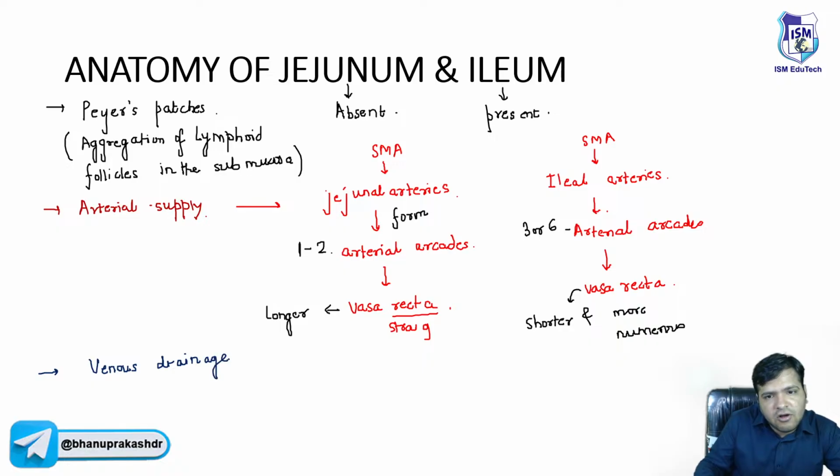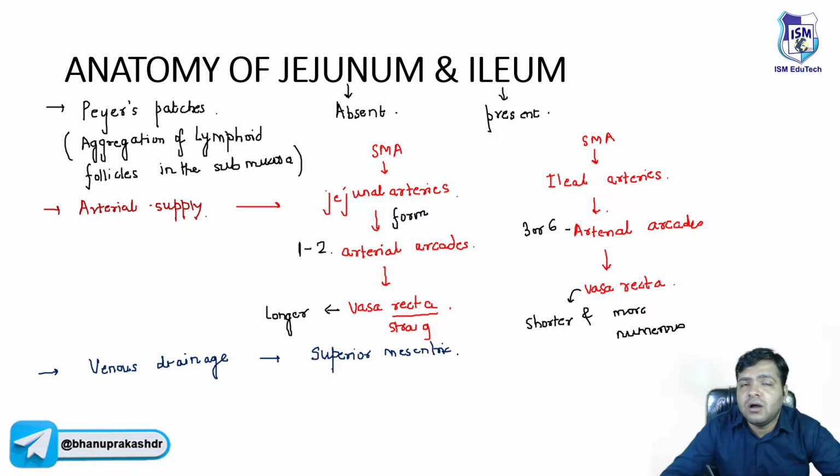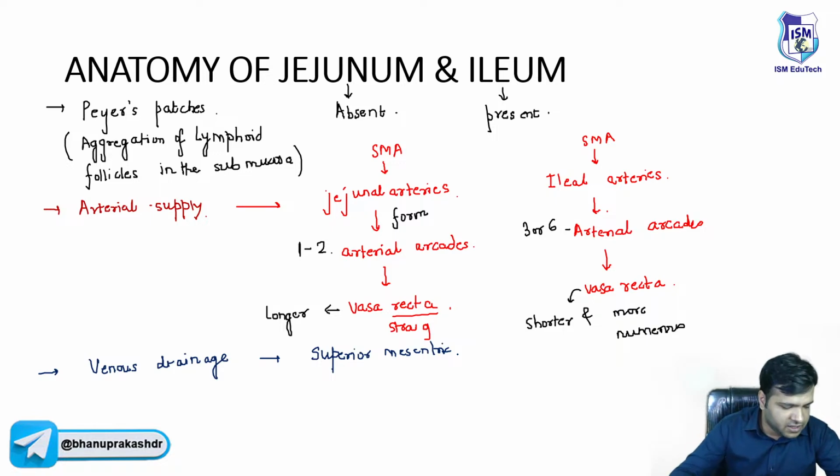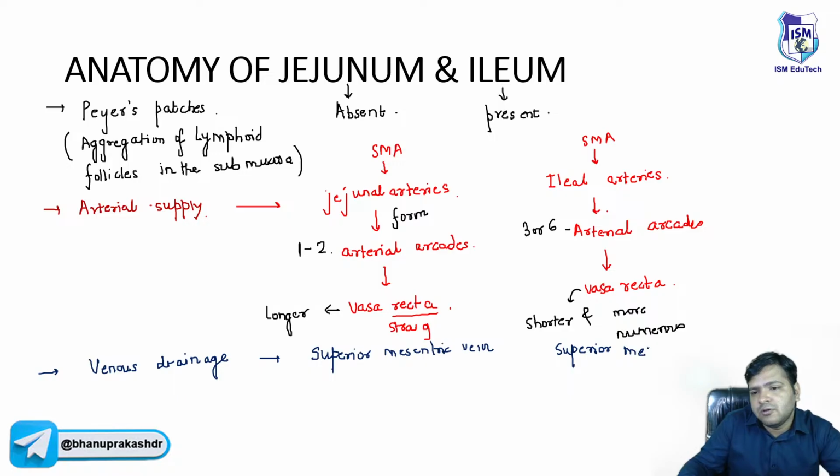Now, venous drainage of the jejunum is by the superior mesenteric vein, and I don't even need to tell you, right? You are very well aware, the superior mesenteric vein and the splenic vein combine together to form the portal vein. The portal vein will divide into right and left branches. So that is very much clear. And over here in the ileum also we have the superior mesenteric vein.